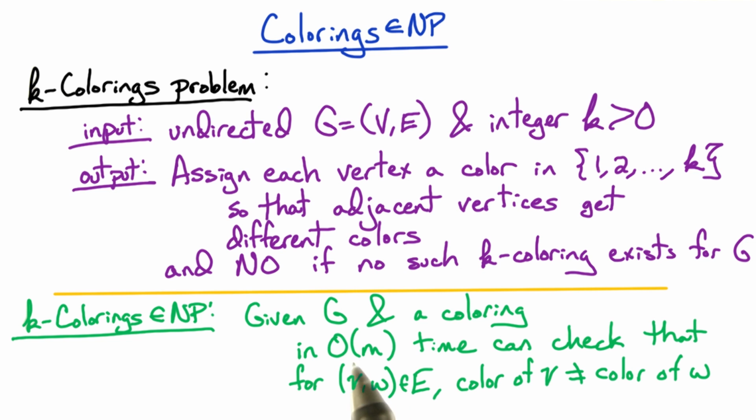In particular, in order m time, where m is the number of edges, we can check for every edge that the color assignment for V is different than the color assignment for W. So for every edge, the two endpoints have different colors. That's it. That's all we have to do to show that the k-colorings problem is in NP. We simply have to show an algorithm which can verify solutions in polynomial time. And it's a trivial algorithm, so it's simply a one-sentence proof that the k-colorings problem is in NP.